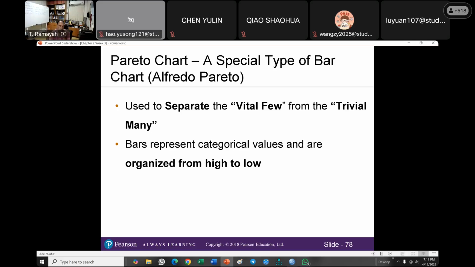Let's say we have defects. We have many kinds of defects. We want to know which defect is the most important to be tackled. So what we will do is, after we get all the defects, we will sort them from the highest to the lowest. So like this.